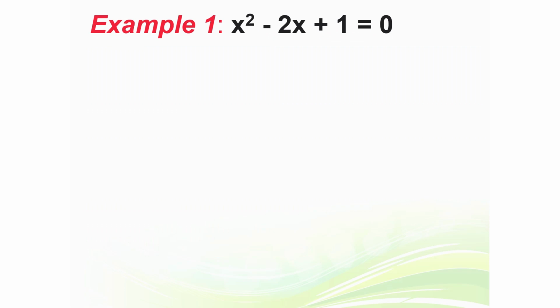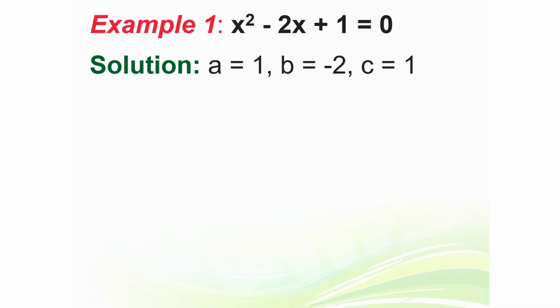Example 1, x squared minus 2x plus 1 equals 0. So write first the equation in standard form and then identify the values of a, b, and c. In this example, a is equal to 1, b is equal to negative 2, and c is equal to 1. And then compute the discriminant. The formula to get the discriminant is b squared minus 4ac.